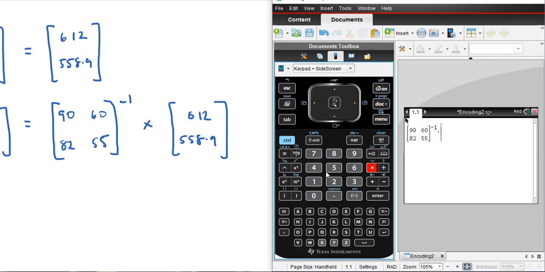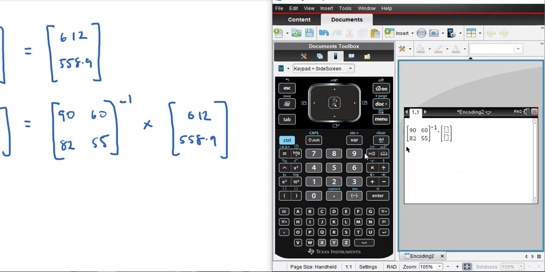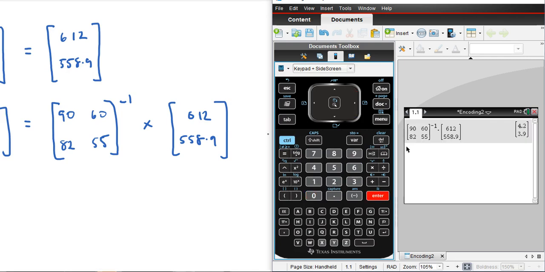Times that by, okay, another column matrix here. So it's 612, 612, and 558.9 or 90, doesn't matter, same thing. So there is the answer for x and y.